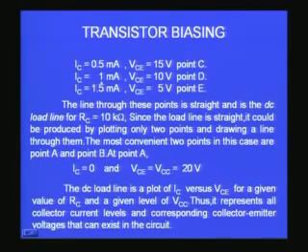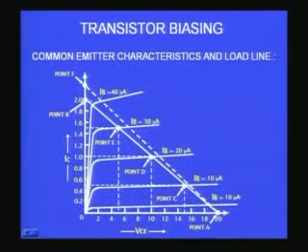Similarly, if I have IC of 1 milliampere, 1 milliampere into 10K is 10 volts, therefore the balance 10 volts will be across VCE. When it is 1.5 milliamperes, it will be 5 volts, and so on. So there are different points that I can plot on my load line.